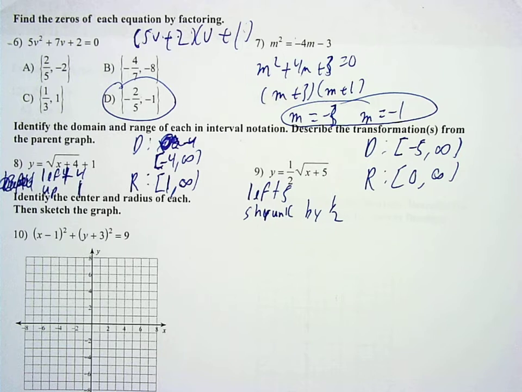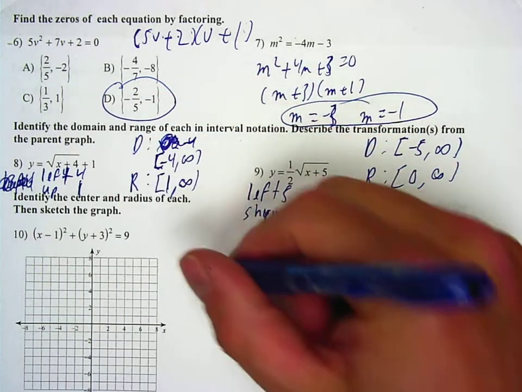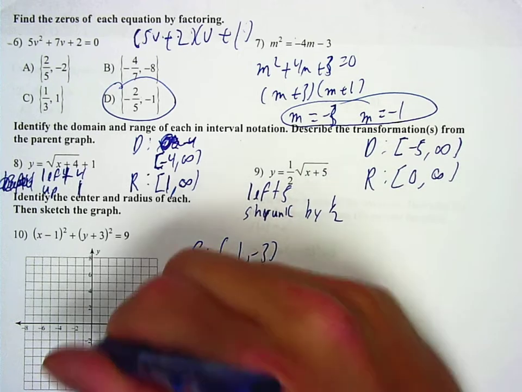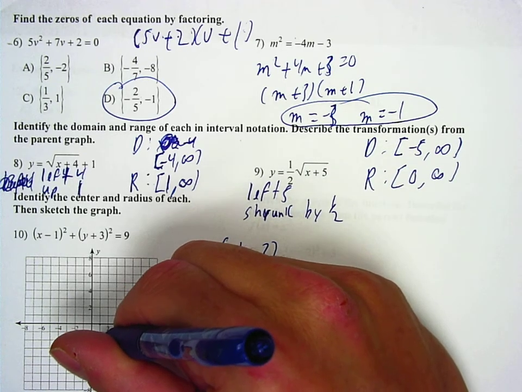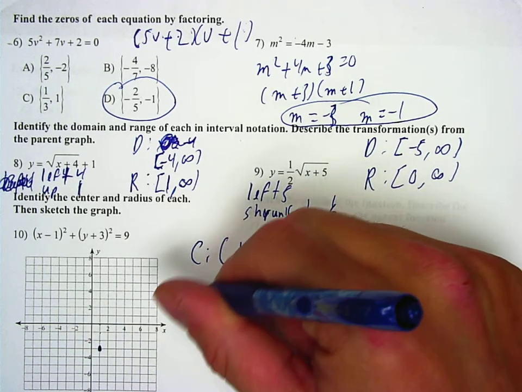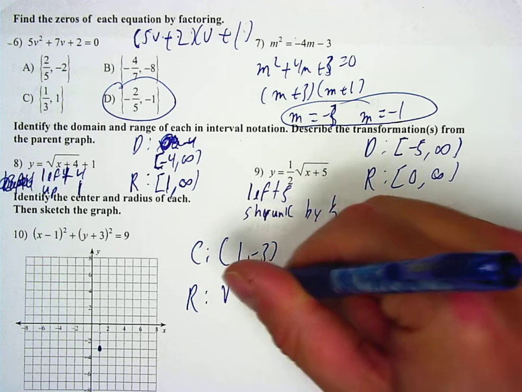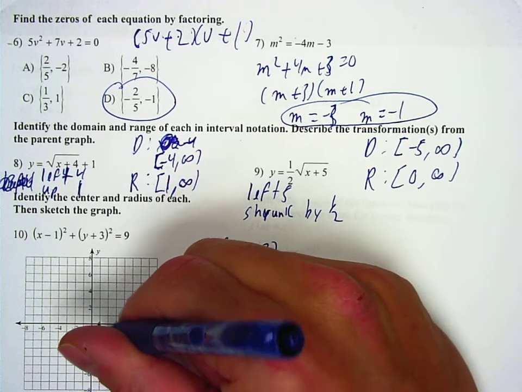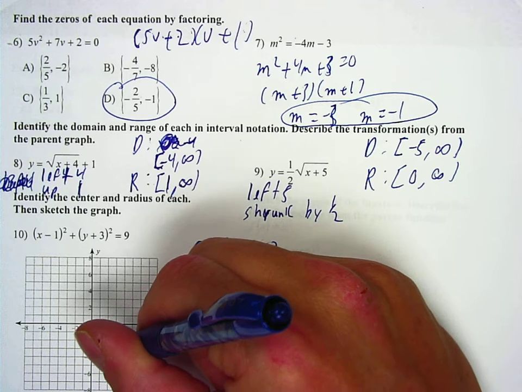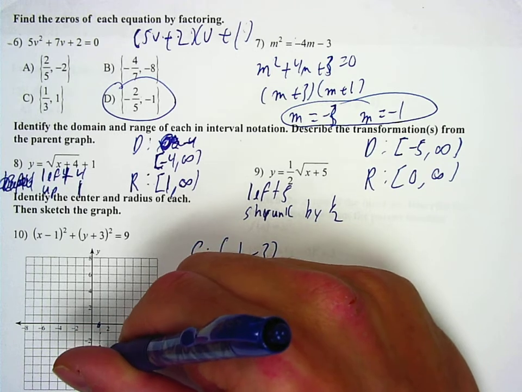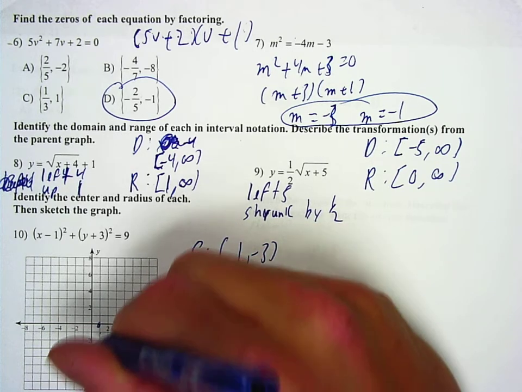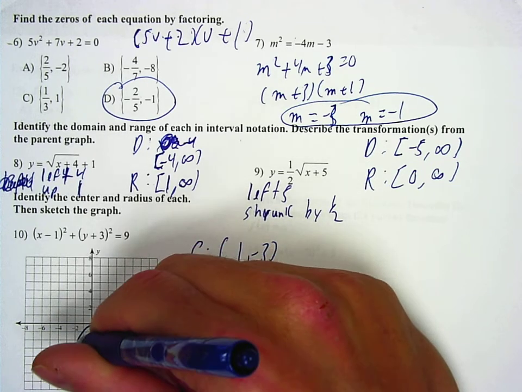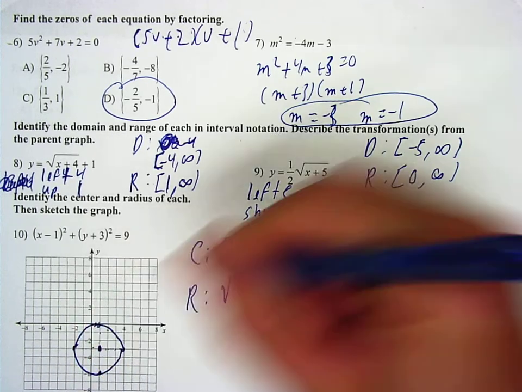Okay, next question. Identify the center and radius. Center 1, negative 3. 1, 1, 2, 3. Radius, square root of 9, which is 3. And then sketch a graph. So 1, 2, 3 on each side of the center, 3 on each side, making the circle. There you go.